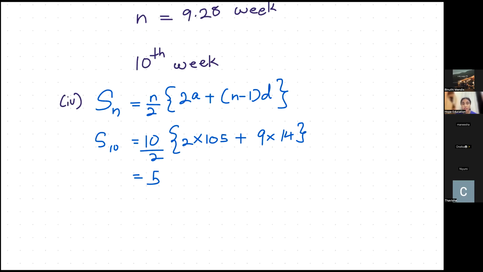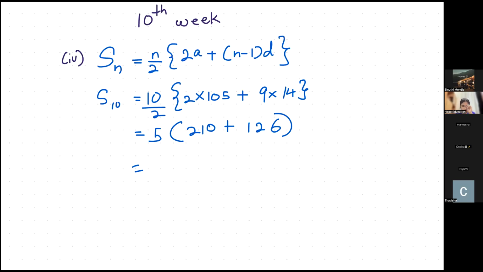Here 2 times 105 is 210. 9 times 4 is 36. 9 times 1 is 9, 126. So we get 5 multiplied by 210 plus 126, which means 336. Then we multiply 5 times 6 is 30, 3 remaining, 5 times 3 is 15, 16, 17, 18. 1 remaining, 5 times 3 is 15 plus 1, 16.